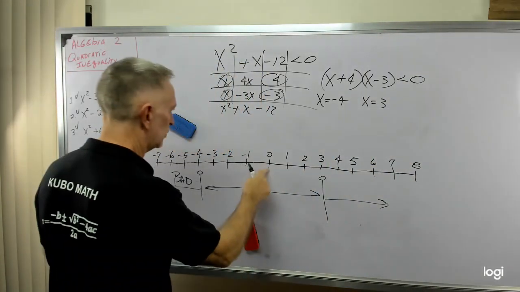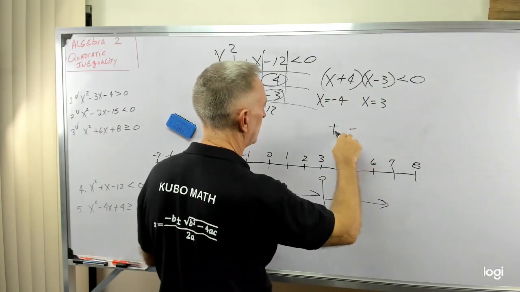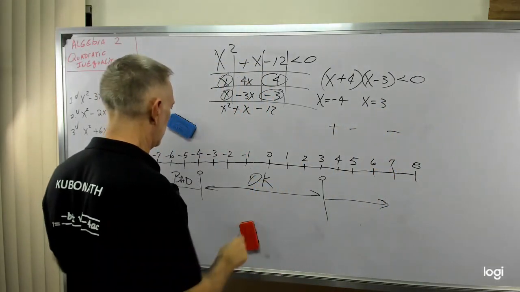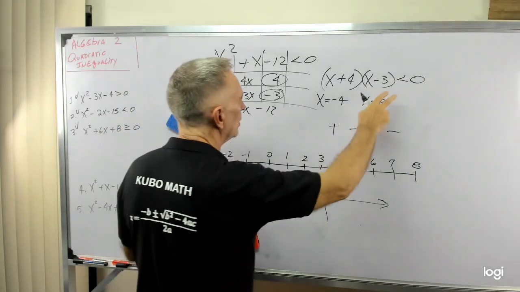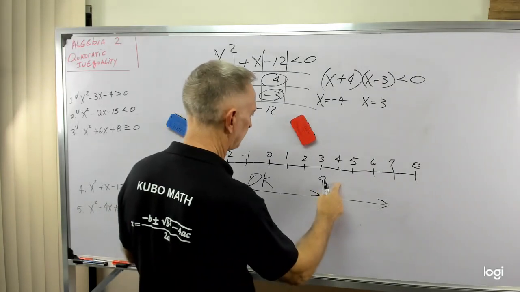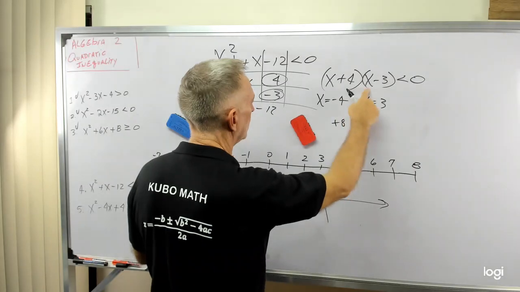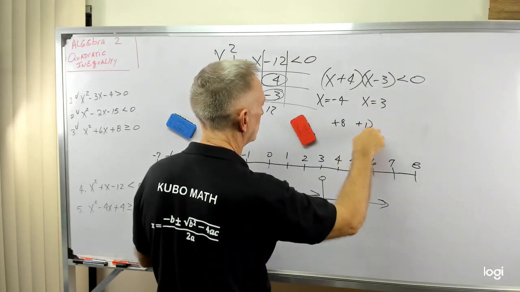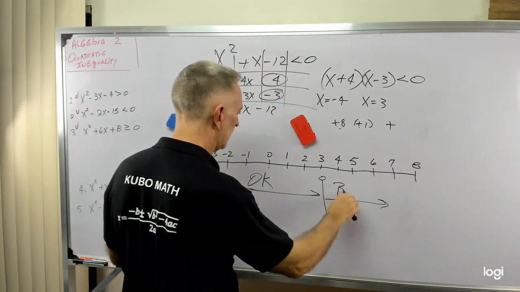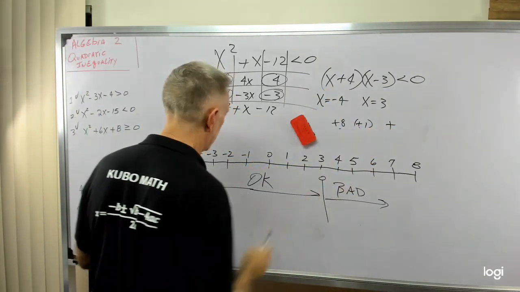Let's pick 0. 0 plus 4 is positive. 0 minus 3 is a negative. Positive times negative is a negative. That's less than 0, so this is okay. All right. Let's pick 4. 4 plus 4 is 8. That's positive 8. 4 minus 3 is a positive 1. Positive times positive is a positive. That's bad. Because I need it to be less. I need it to be negative.